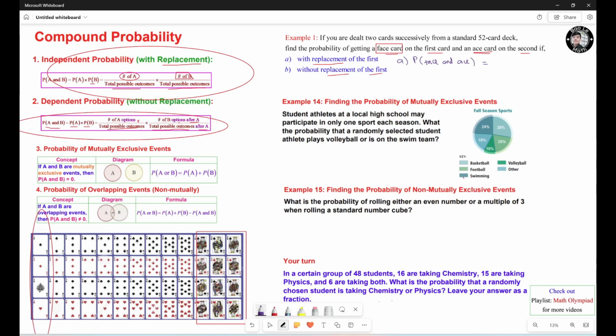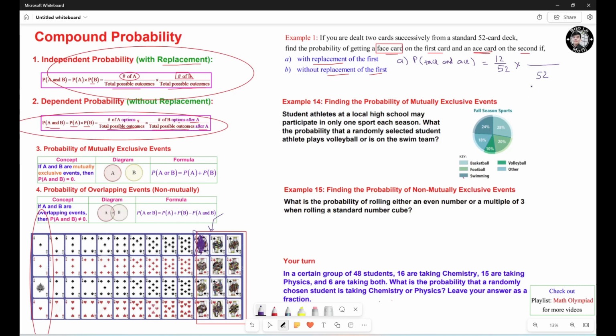Now first we're going to pick a face card. We have 12 face cards, so we need to pick one face card, but we have 12 options. So it's going to be 12 over the total, 52 cards. Multiply by, for example, I pick this one out. After I pick it out, I need to put it back. So the total possible outcome is still the same, still 52.